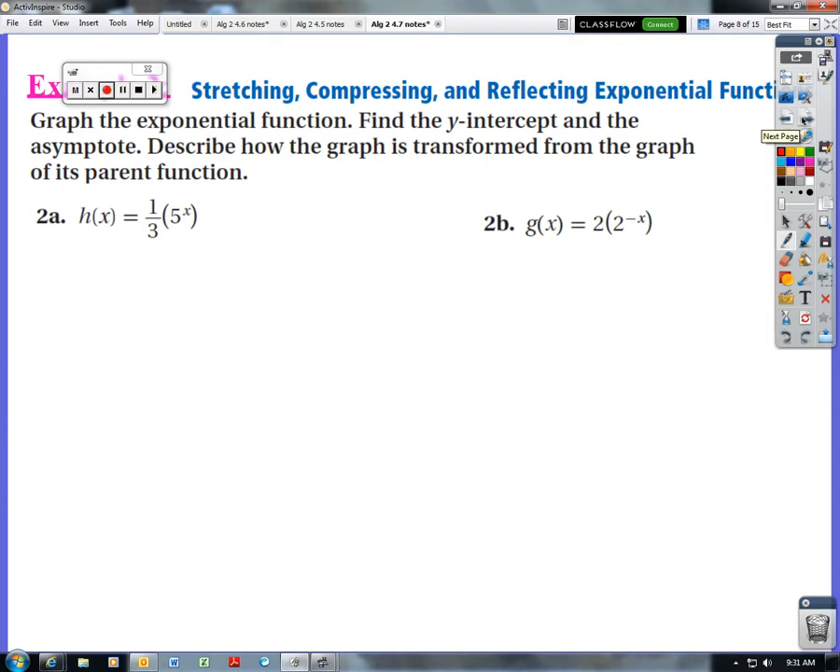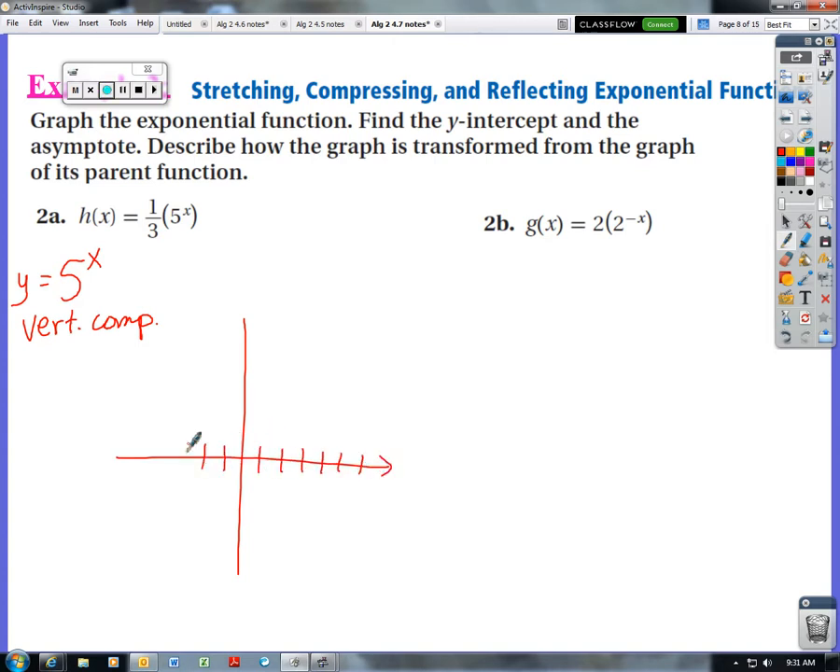Okay, so these are some you can definitely do on your own. Okay, so the parent is 5 to the x. And the 1/3 out front is, it's out front, so it's vertical. And since it's less than 1, it's a vertical compression. So this one, since it's just one transformation, it shouldn't take too long to do. I'll try to do these somewhat quickly too, since you've had time to do them on your own. Hopefully you've done that.